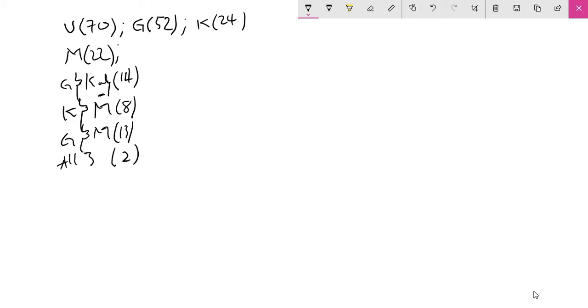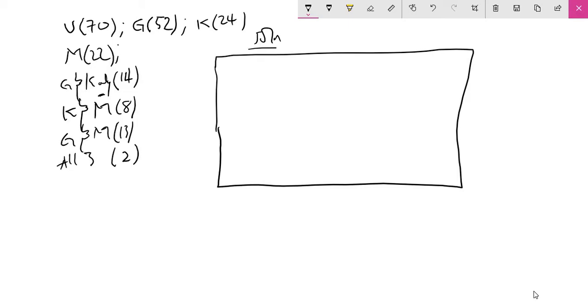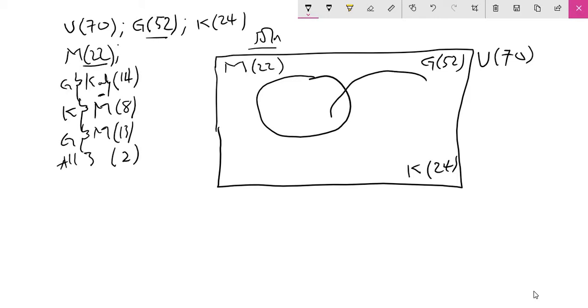Okay, alright, so first we need to illustrate this on a Venn diagram. So again we draw a horrible looking Venn diagram. The universal set U, 70. M here, G here, and K there. M was 22, G 52, and K was 24. Alright, so we draw horrible looking circles as usual, and there we go.